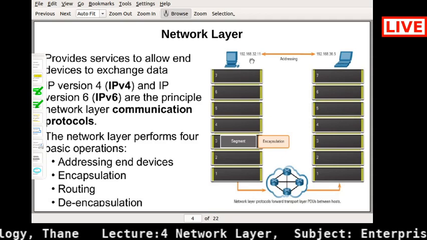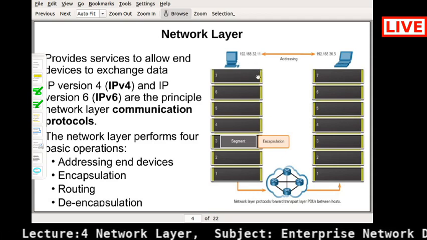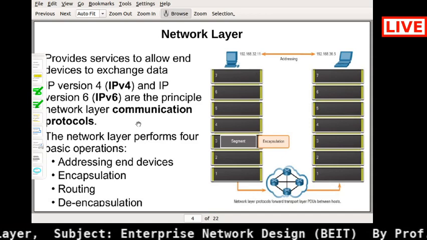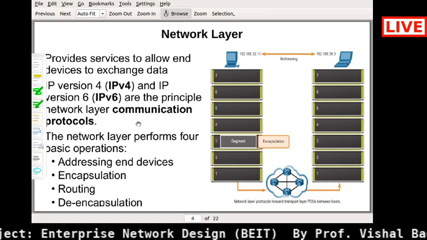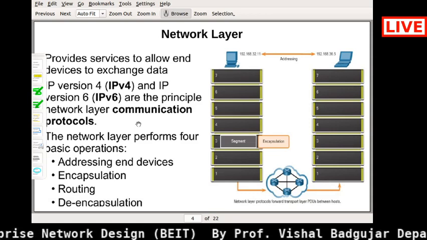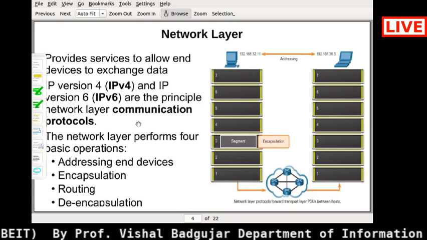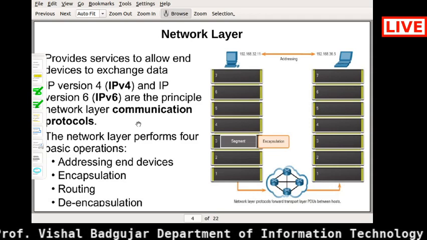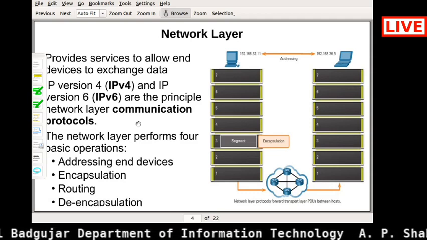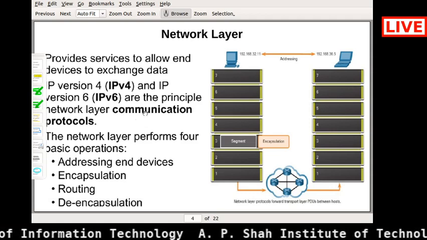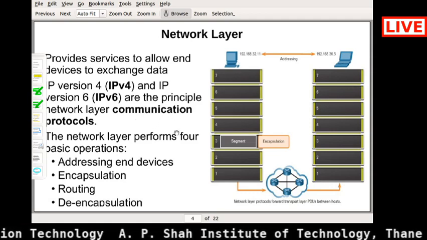So Internet Protocol version 4 and Internet Protocol version 6. Two communication protocols are there. And what is the functionality of these protocols? They are used for allowing devices to exchange data between the networks, in between the devices. So what is the functionality of this particular network layer?